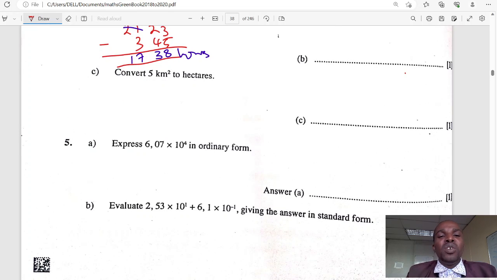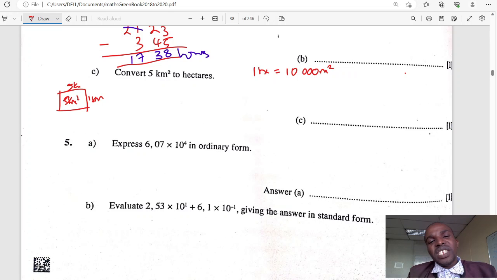Then convert 5 square kilometers to hectares. So 1 hectare is 10,000 square meters. That's 1 hectare. So you can do it this way, it's a simple one. Draw a rectangle. Then you write 5 square kilometers. What measurements can give you 5 square kilometers? It's 5 kilometers by 1 kilometer. Then you have to change to square meters first, because 1 hectare is 10,000 square meters.